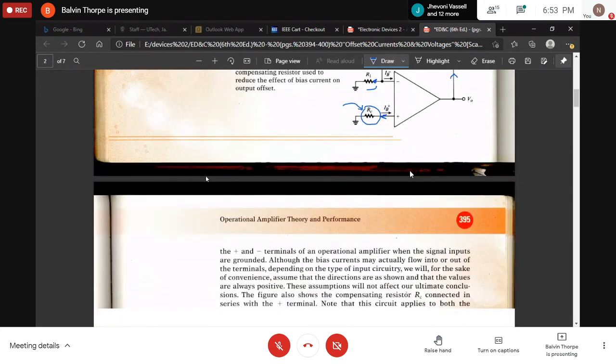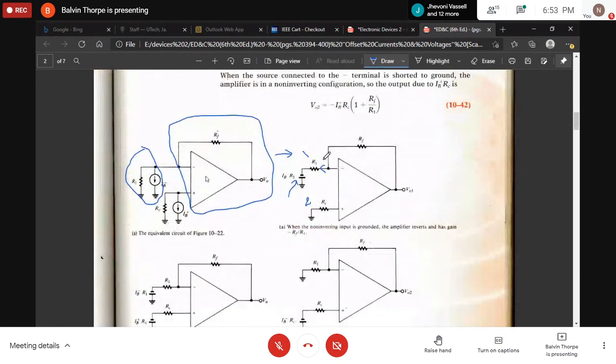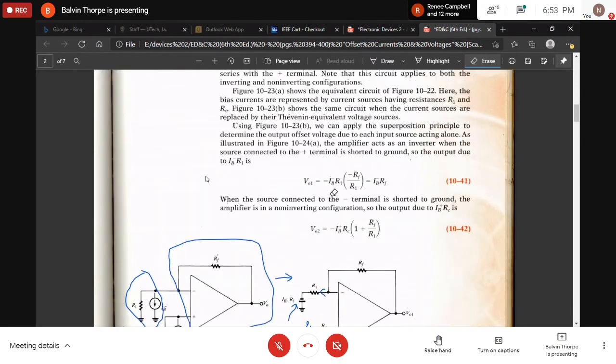Now, what is the input voltage? If we look at this figure, the input voltage is going to be IB minus times R1. We established that already. So the output voltage due to this input now, VO1, is going to be what?